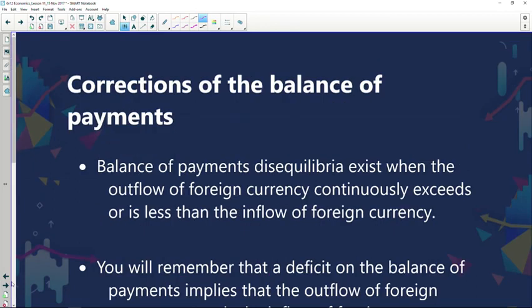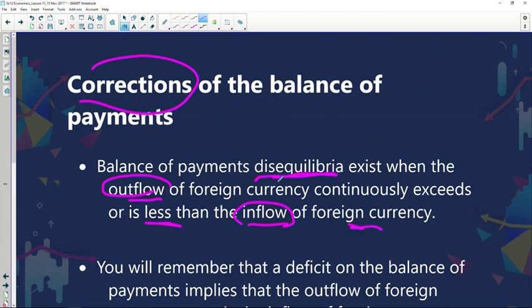And then how do we go about making corrections of the balance of payments? There are a few steps that we can follow and apply in order to make the corrections in the balance of payments. So the balance of payments will be in disequilibrium when the outflow of foreign currency continuously exceeds or is less than the inflow of foreign currency. Okay, so here's that relationship between outflow and inflow. If this is the case, then we are sitting with a disequilibrium. So we need to correct this.